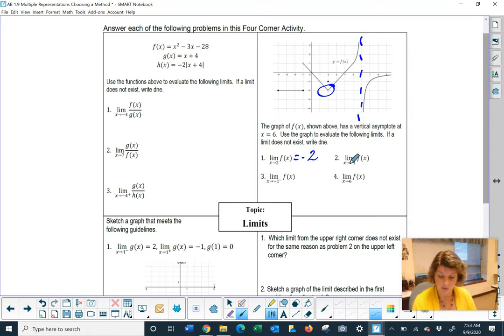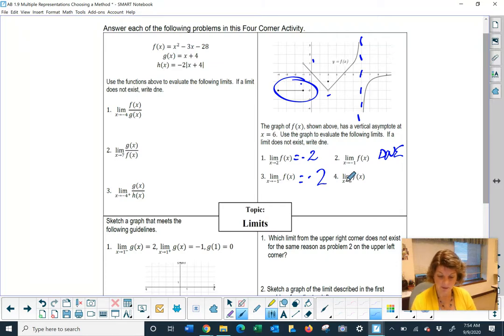For number 2, we approach -1. The limit from both sides: I come into -1 from the right at 1 and from the left at -2. This would have to be a DNE. Number 3, -1 from the left side. Left side is over here, so I'm coming in from this side. It looks like we'd have -2 and 6.